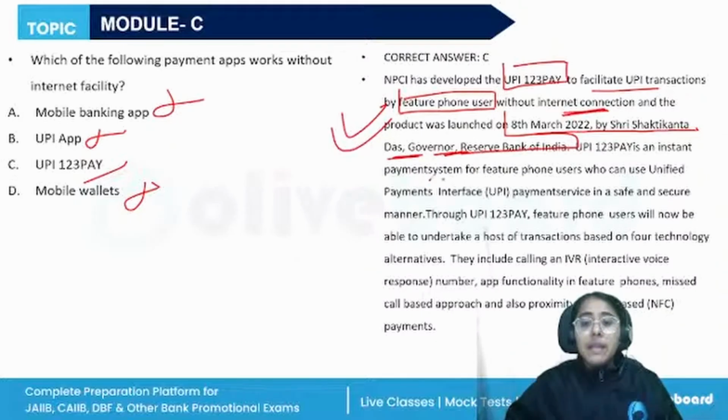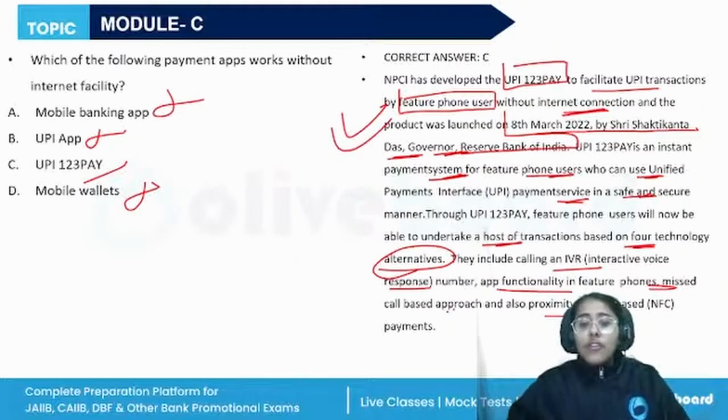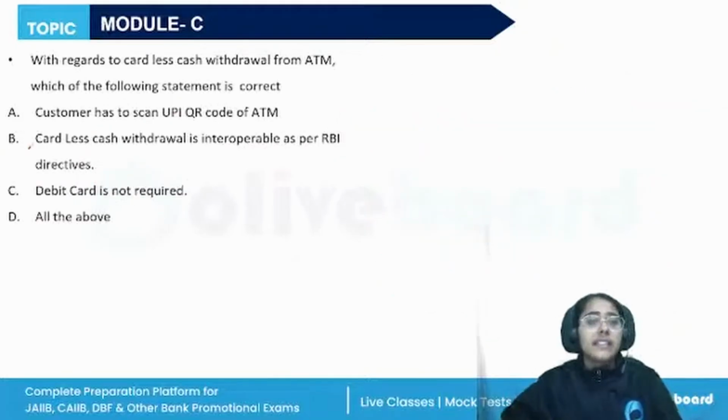It is an instant payment system for feature phone users who can use UPI payment service in a safe and secure manner. The feature phone users will now be able to undertake a host of transactions. There are four technology alternatives in the UPI 123 Pay: the interactive voice response number, app functionality in feature phones, missed call based approach, and also proximity sound based payment, NFC, near field communication technology. All right, so UPI 123 Pay does not require internet facility.